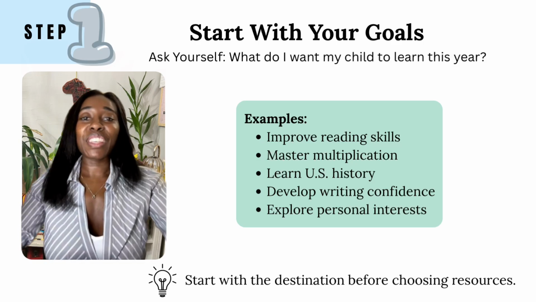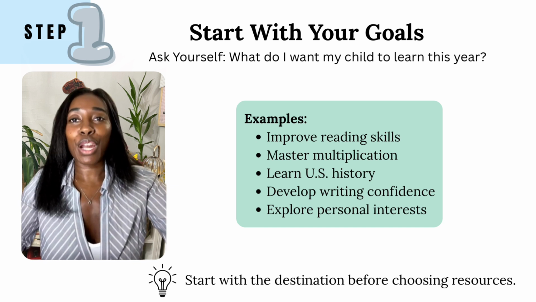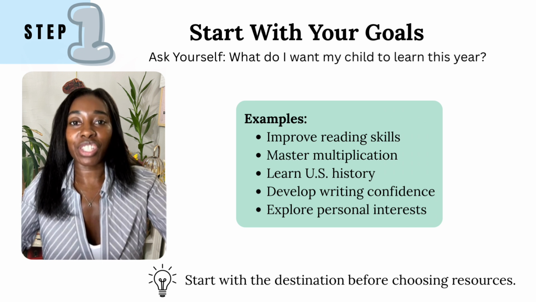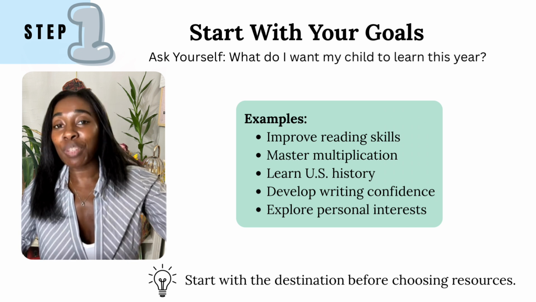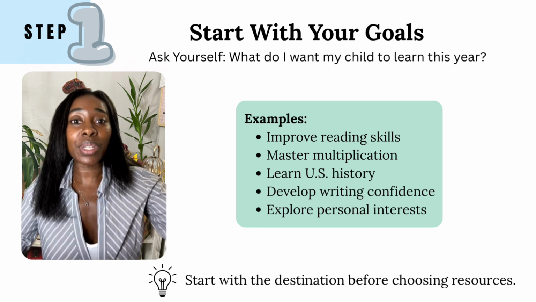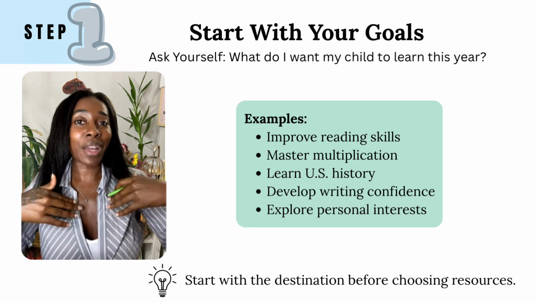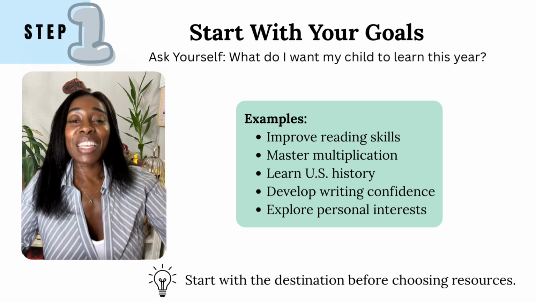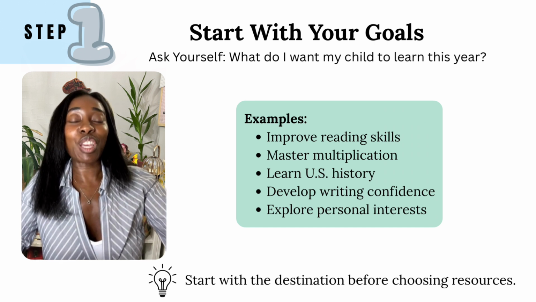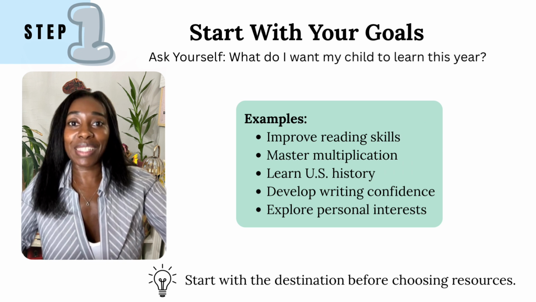Okay, so the first thing you're going to want to do is to start with your goals. It is step one. Ask yourself, what do I want my child to learn this year? Some examples: improve their reading skills, master multiplication, learn U.S. history, develop writing confidence. I'm a writing teacher if you need me. Explore personal interests. So you want to start with the destination before choosing your resources.